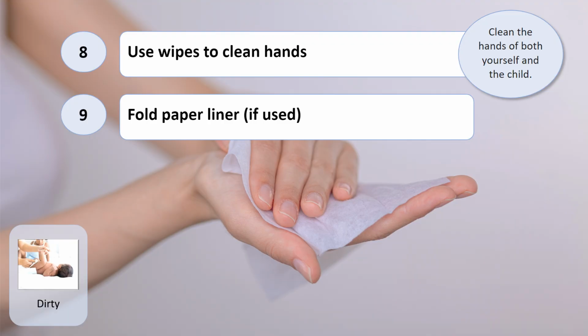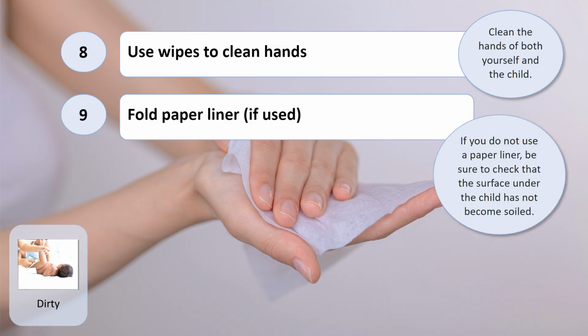If a paper liner was used, check for soil under the child and fold the paper up from the child's feet to cover the soiled area to create a clean surface under the child. If you do not use a paper liner, be sure to check that the surface under the child has not become soiled. If the surface has become soiled, use a wipe to clean it or cover the soil with a disposable towel to prevent contamination of the clean diaper. Once you have completed the steps in the dirty phase, you'll be ready to move on to the clean phase of the diaper changing procedure.